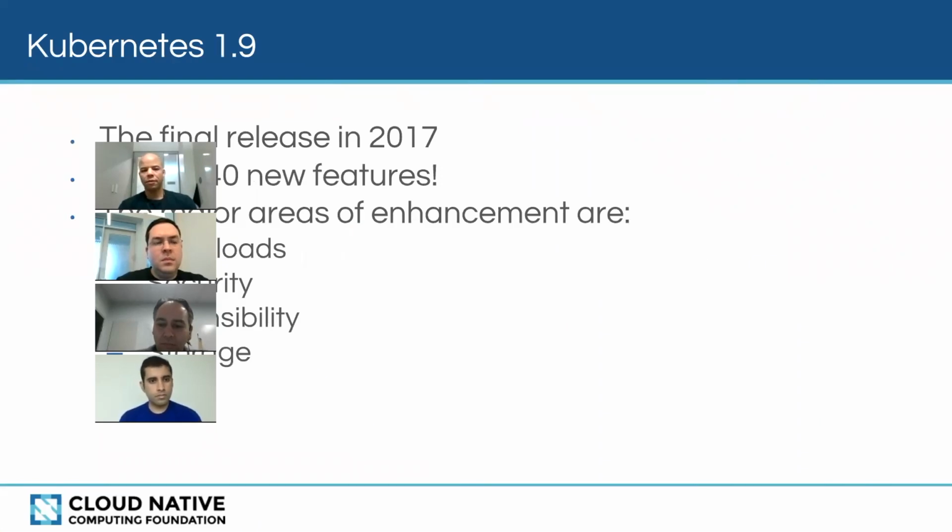As I mentioned before, it's the final release in 2017. We had four releases in a row in the previous year, starting from 1.6, and Kubernetes 1.9 was the final one, and probably the most important one to close the four releases in a row in that year.